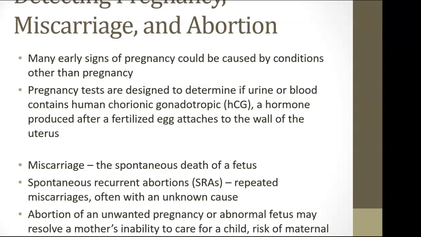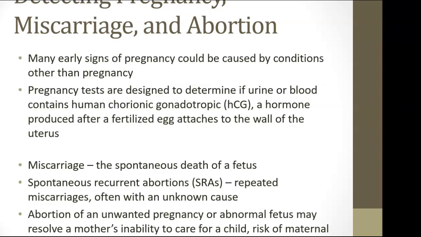Detecting pregnancy, miscarriage, and abortion. Oh, look, I was ahead of myself. So, again, we're here in this stage of lifespan development. Pregnancy tests are designed to determine if urine or blood contains HCG, which is a hormone that's produced after the egg attaches to the wall of the uterus. That's basically what a pregnancy test tests for, and that's how you detect pregnancy.